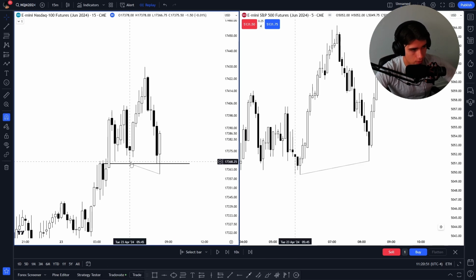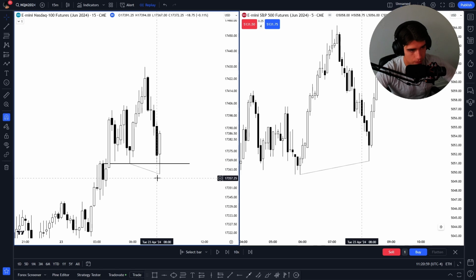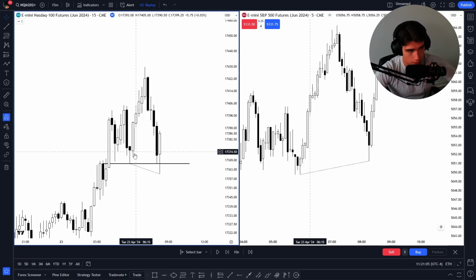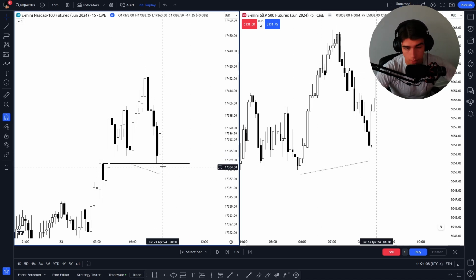So we have a low that was created inside of a PD array. We now get a sweep of that low and form an SMT divergence with that low. And that's exactly when I enter. As soon as NASDAQ sweeps the low, I know before NQ sweeps the low that we're going to have an SMT. Now, how do I know this?